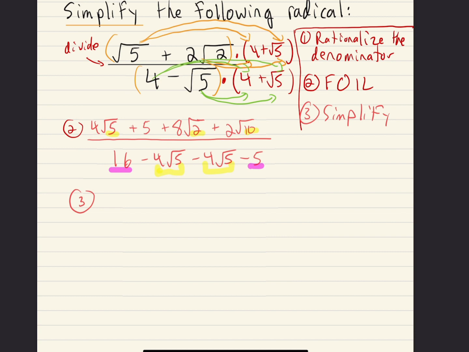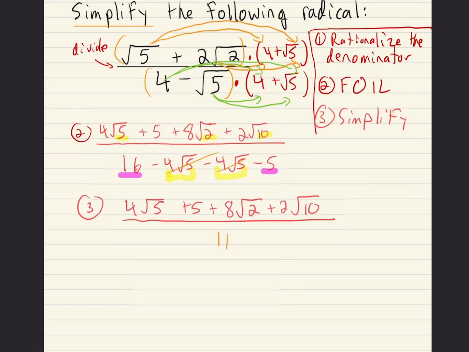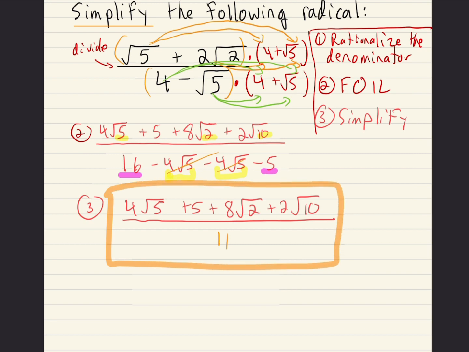So, when we simplify, our expression should look like this. And so we should have 4 root 5 plus 8 root 2 plus 2 root 10 all over 11. And that's as much as you can simplify here.